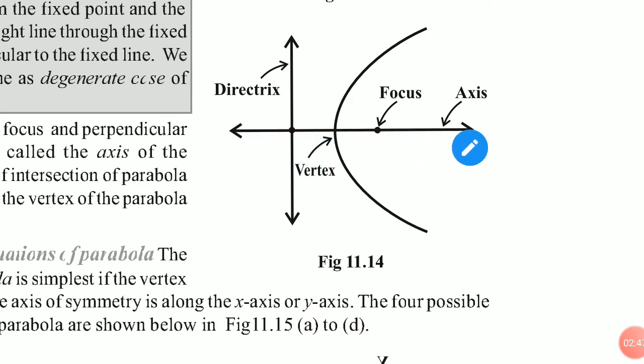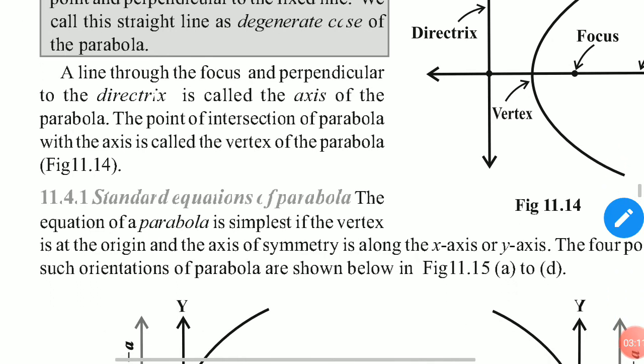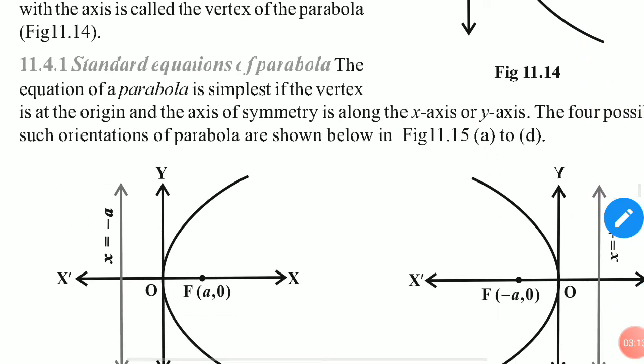This diagram of parabola is symmetrical through this axis, so it is called axis. And already I explained the directrix, the fixed line, and the focus, which is called focus of parabola, and this point is called vertex of parabola. So remember this point. Now how will you generate the standard equation of parabola? Now you have to find that standard equation of parabola.